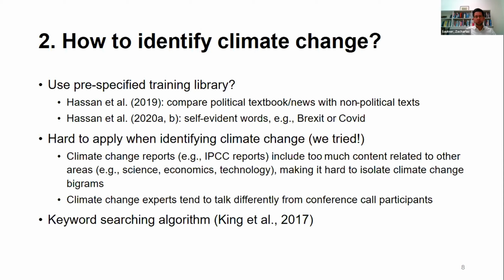Second, climate change experts tend to talk very differently from conference call participants about climate change. Conference call participants may ask very specific questions about particular power plants, particular investment projects, particular technologies that would not show up in the same way in these training libraries, but are of key importance for investors to measure exposure to climate change.